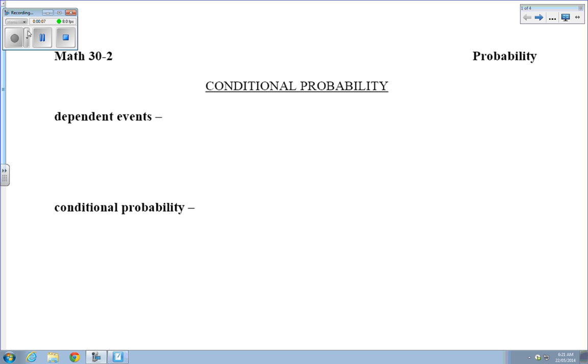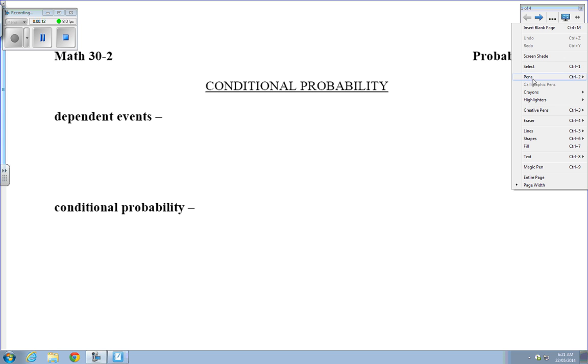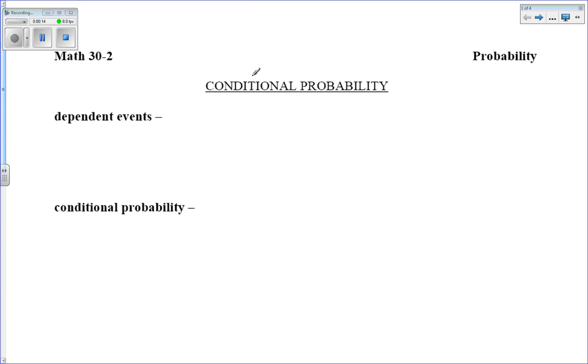So what we're looking at here is, when we talk about conditional probability, are events independent, meaning they have no bearing on each other? So one event happening has no bearing on another event happening, or are they dependent? Today we're looking at dependent events, which is the harder one, and tomorrow we'll do independent events.